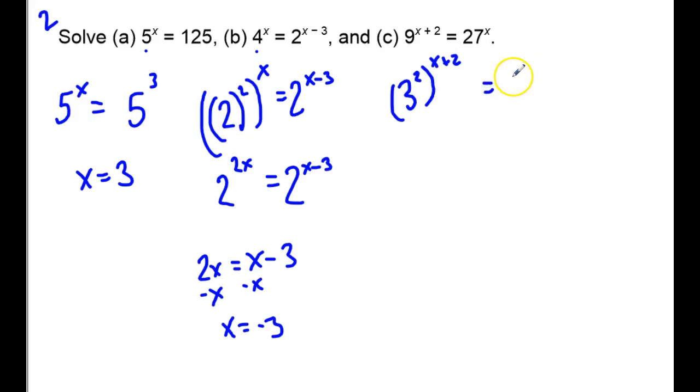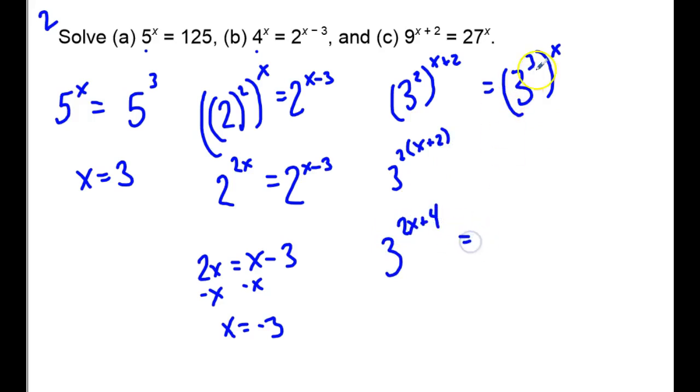I know that 27 can also be written as 3 cubed, because 3 times 3 is 9, times another 3 is 27. So I've got 3 cubed to the x. And again, with my properties of exponents, I can go ahead and multiply. So when I'm multiplying this 2, I have to multiply the 2 times everything. So I've got my x plus 2 in parentheses, which ends up giving me 3 to the 2x plus 4 equals, and then this becomes 3 to the 3x.